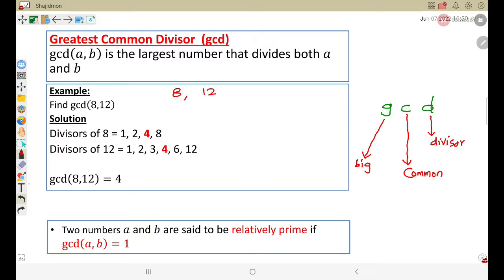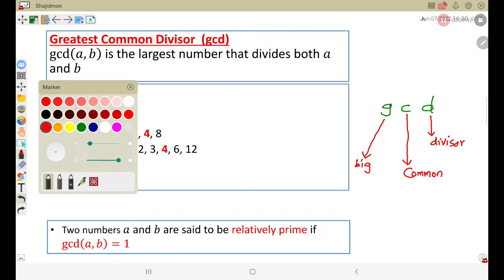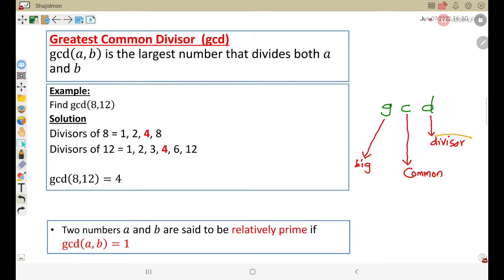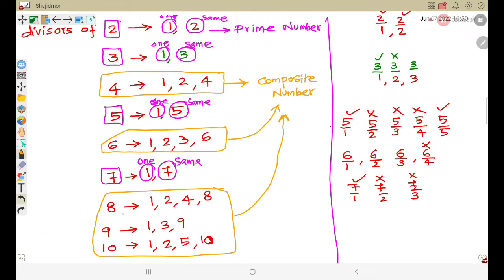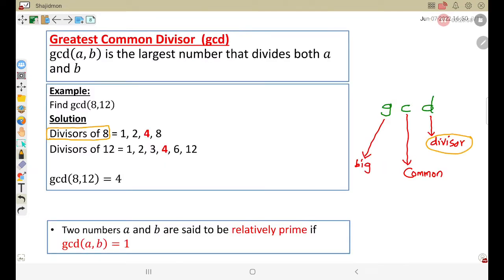What is the GCD of these two numbers? Okay, so what you do is first check the divisors. See, I am highlighting here, divisor. So first thing, what are the divisors of the number 8? We just discussed it, divisor, correct? Here you remember this divisor. What are the divisors of 8? 1, 2, 4 and 8, correct? So we can write here, divisors of 8 means 1, 2, 4 and 8.